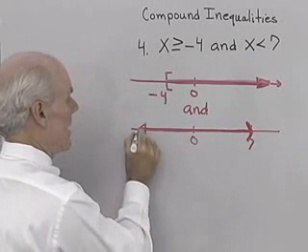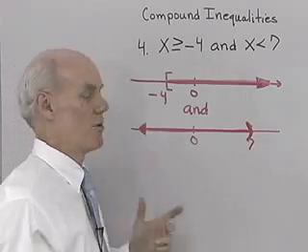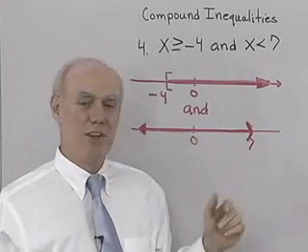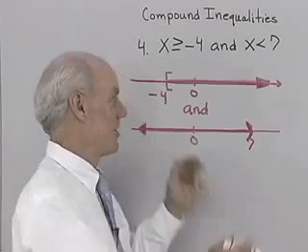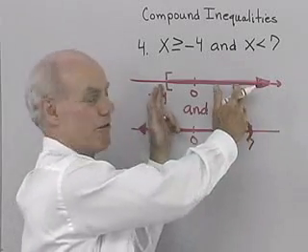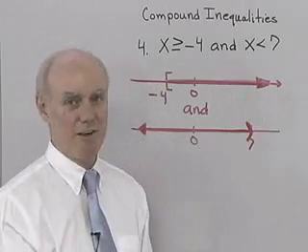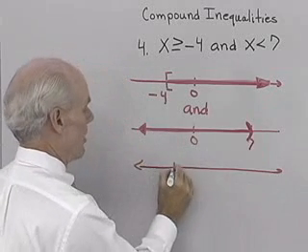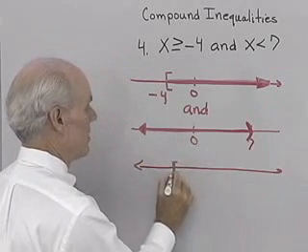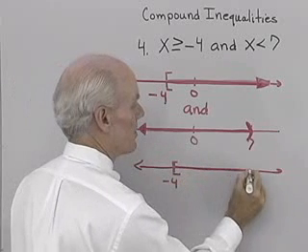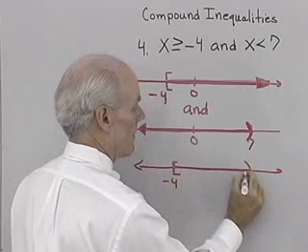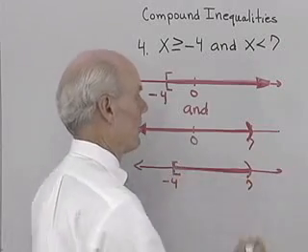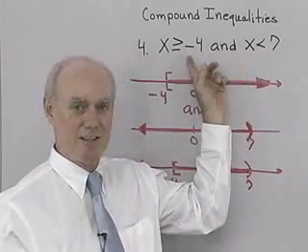Now, as you look at this, ask yourself, where are all the numbers on the number line that do this and also do this? So I want the intersection of these two sets. I want the numbers that are both greater than negative 4 and at the same time less than 7. Well, that's going to have to be the numbers that start at negative 4, include negative 4, and go up to 7, but don't include 7. Here are all the numbers on the number line that do both this and this.